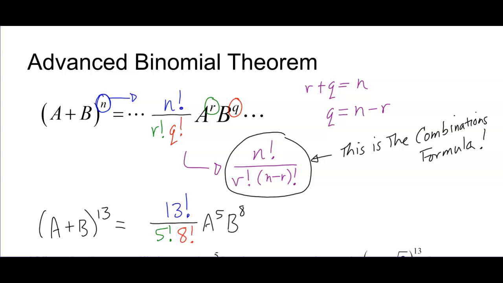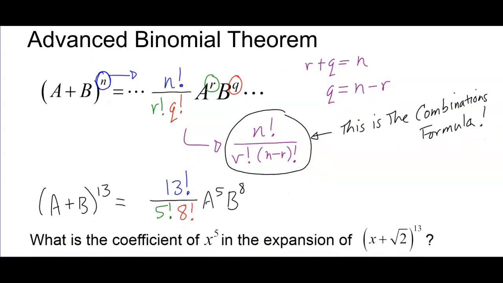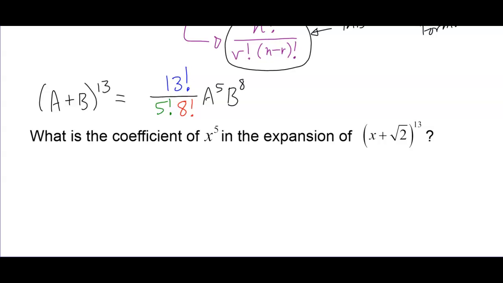Just like in the other circumstance, this here is not usually the final answer, because most of the time you've got an a and a b that are not just a and b. Like here, a is x and b is square root of 2. So the way you would work a problem like this is, first of all, figure out what your exponents need to be, and if you want to get x to the 5th, and you're going to be plugging in x for a, then you're going to have a to the fifth. In other words, the coefficient and term that I just worked a moment ago.